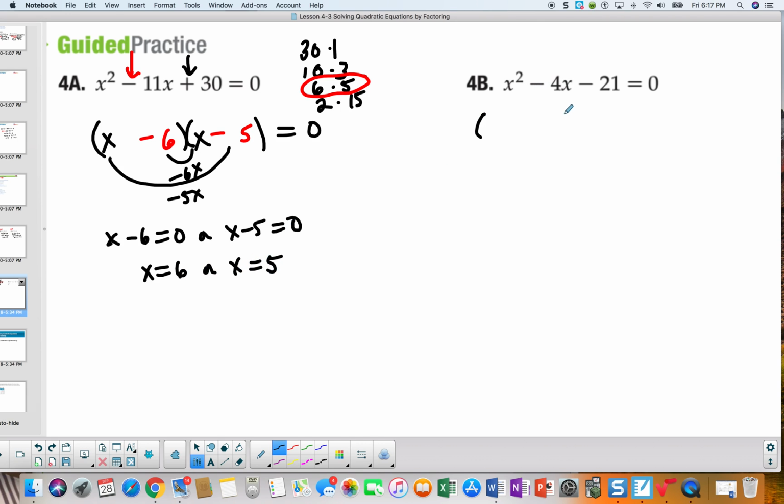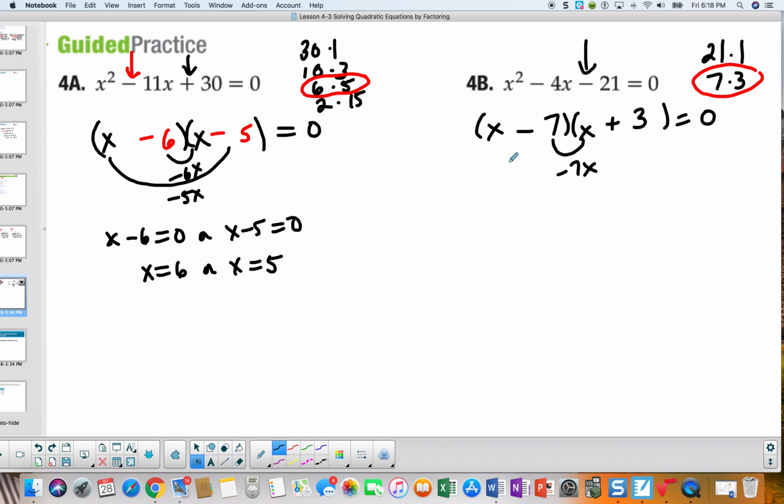Over here, we're going to split up the x, and what makes 21 is 21 times 1, or 7 times 3. I know that one of them is going to be positive, one's going to be negative. I want it where the difference is going to be 4, and that's what I want to use here. So I'm going to have a 7 and a 3, and I want more negatives than positives.